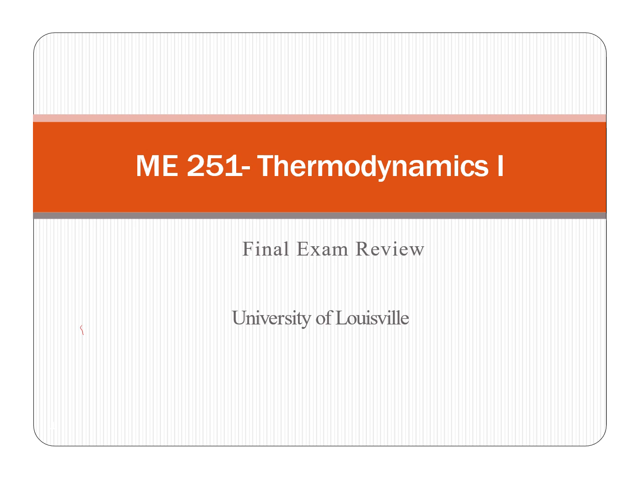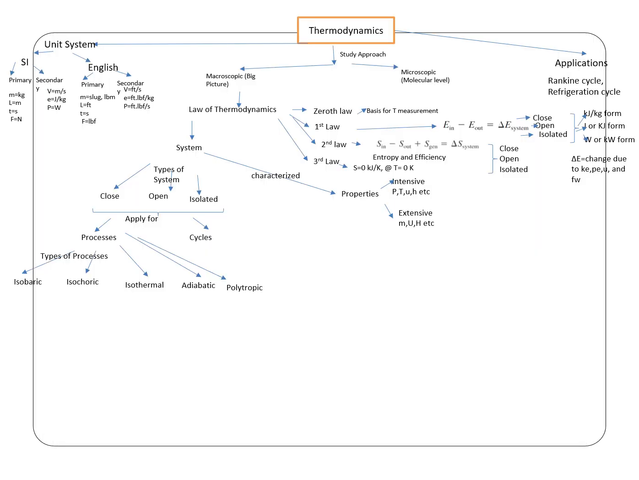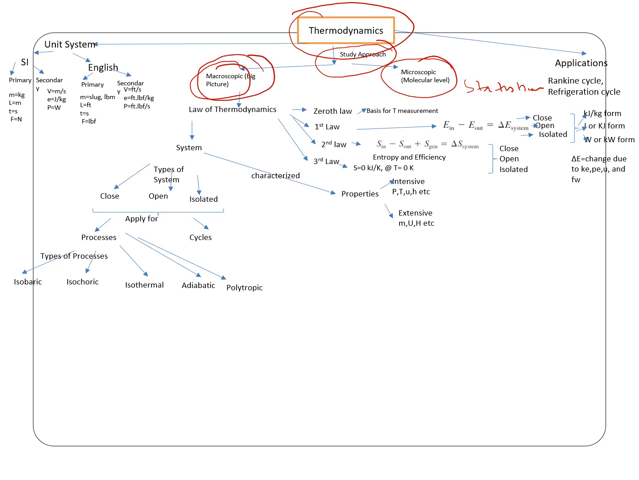So here I'm going to discuss the final exam review. It's a summary of exam 1, exam 2, and exam 3. If you think about thermodynamics, you have two approaches to studying. One is microscopic, which is statistical, and another is macroscopic, which is the big picture. So that's what we are focused on.